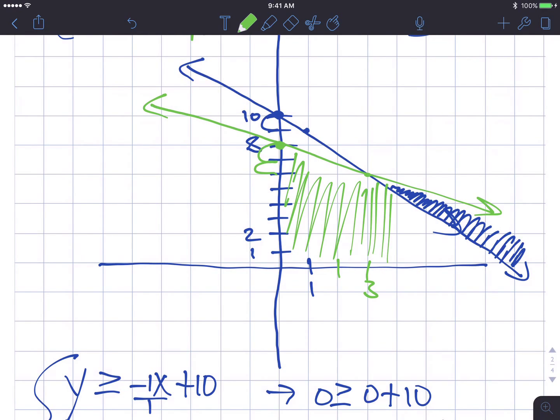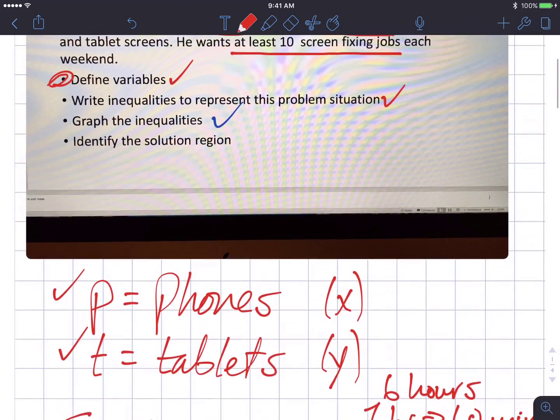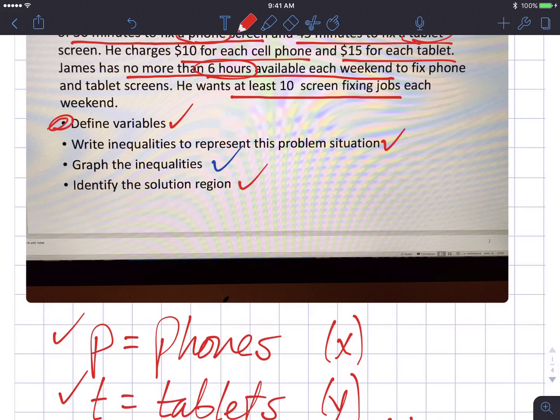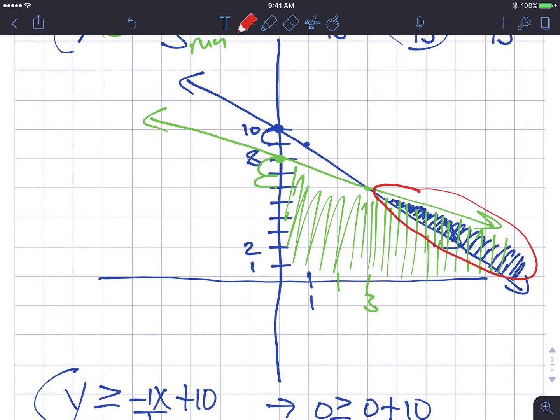Oh, but look at this. This little spot right here, there's both colors, right? We have green and blue. And because we have green and blue in that one place, that means that's the solution to our problem here. Identify the solution region. Right there. It's where they both meet. Okay?